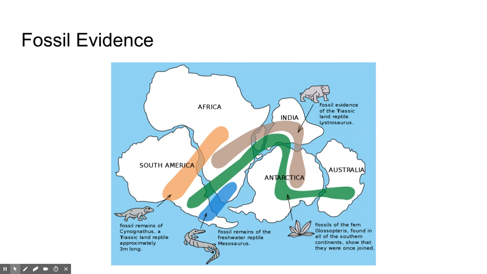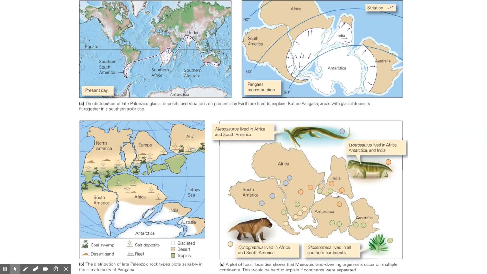Anyway, so this is an example of some of that fossil evidence. So we've got some organisms that can be found on both continents or across continents for that matter, in terms of the Glossopteris ferns and so forth. These are classic examples. Other examples, of course, here's the fossil evidence again.